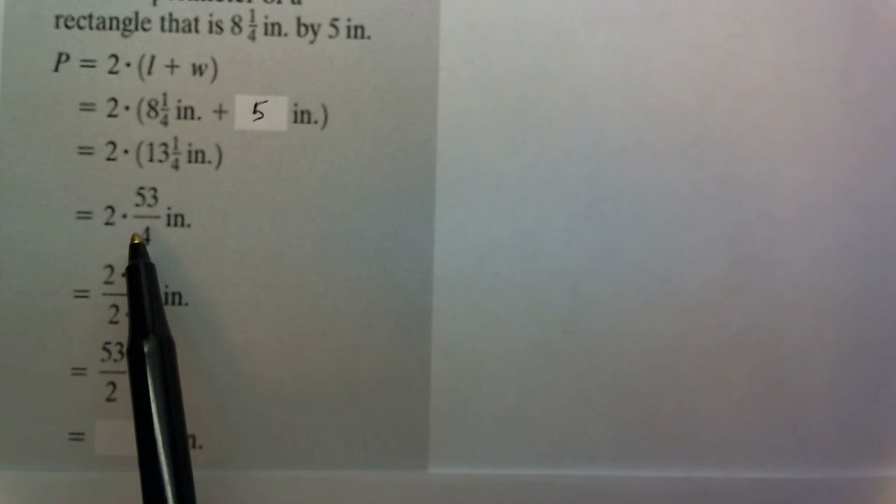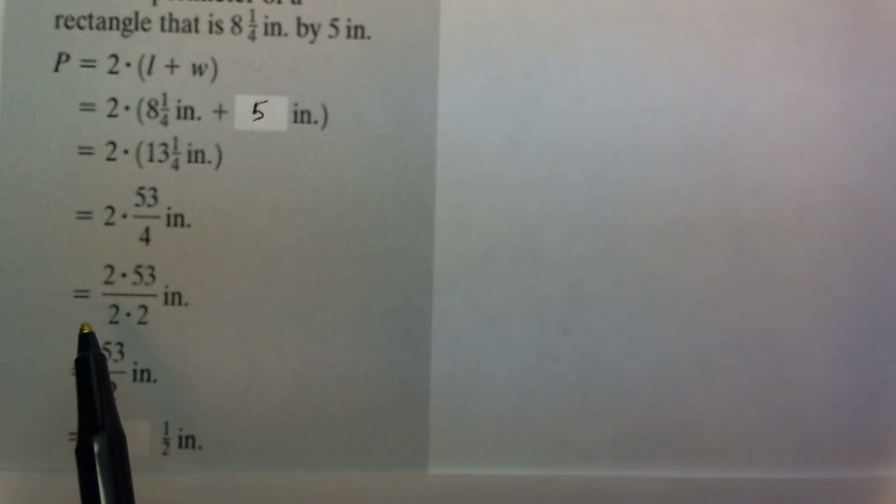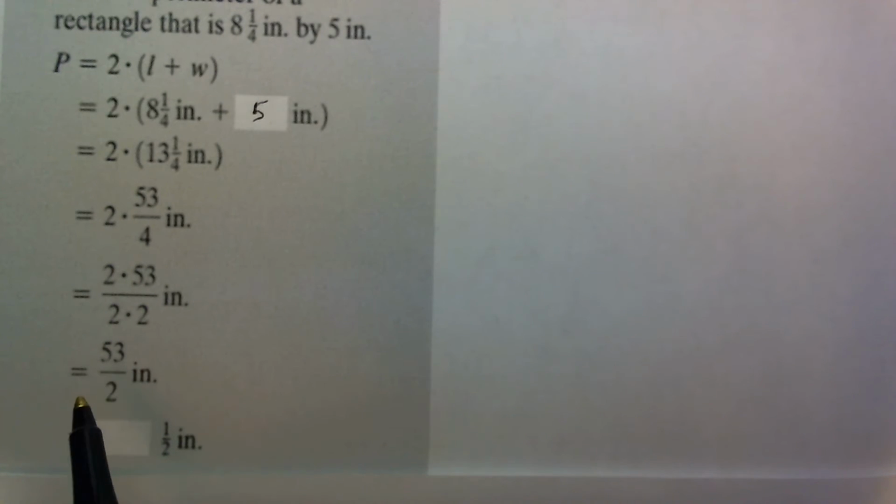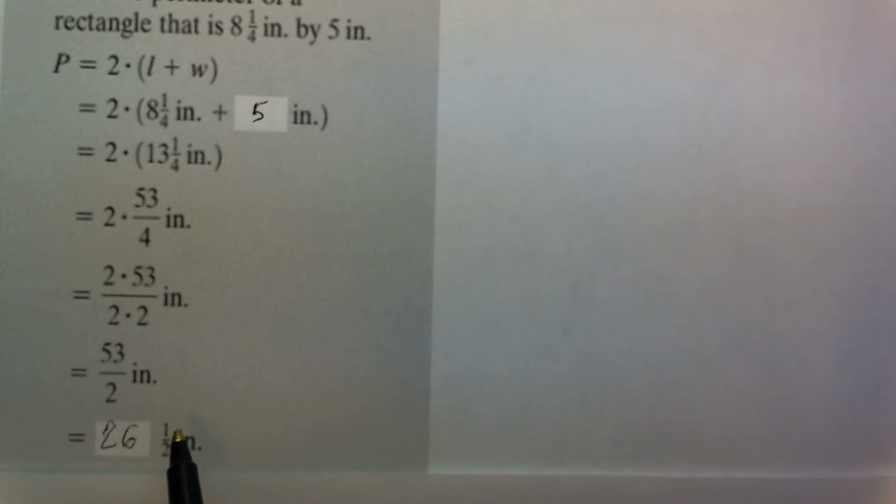We convert that into a fraction, 2 times 53 divided by 4, or we write it as 2 times 53 divided by 2 times 2, writing the 4 as 2 times 2. The 2's cancel. We have 53/2 inches. So, in other words, it's equal to 26½ inches. As you can see, these calculations are really very simple and straightforward.